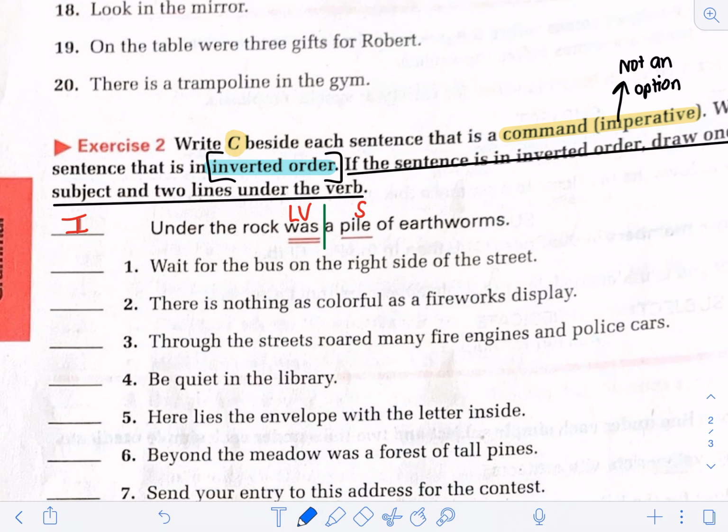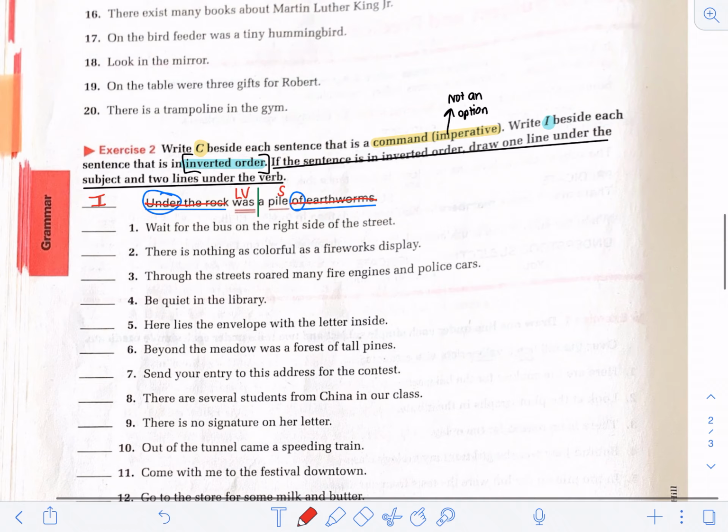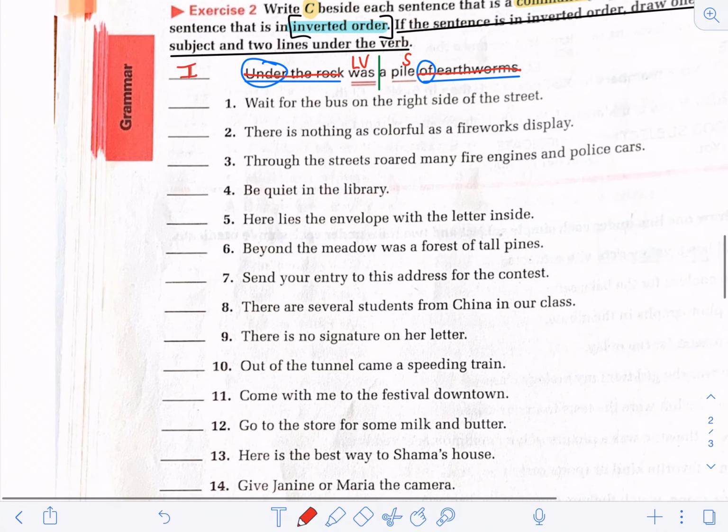Now, just to show you, under the rock is a prepositional phrase, and of earthworms is a prepositional phrase. Right off the bat, I can cross those out because a verb and a subject are never going to be in a prepositional phrase. I'm going to do number 1 for you, but your homework is 1 through 20 all.